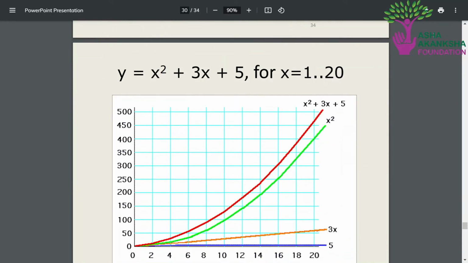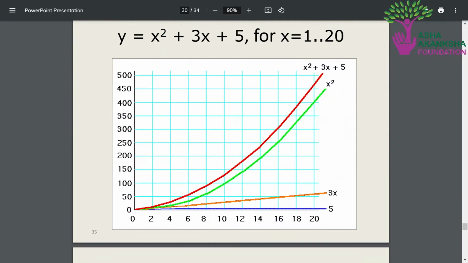Let's try to plot this equation on a graph: y = x square plus 3x plus 1. While plotting this graph, you should get something like this. So what can you infer from this graph? If you have any answer, you can pause the video and think of the answer you come up with.